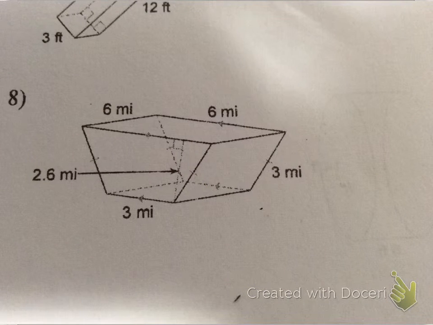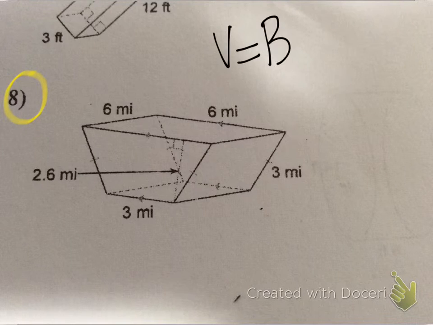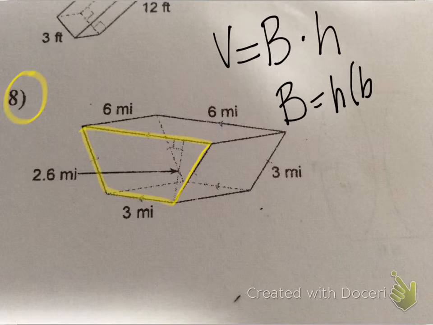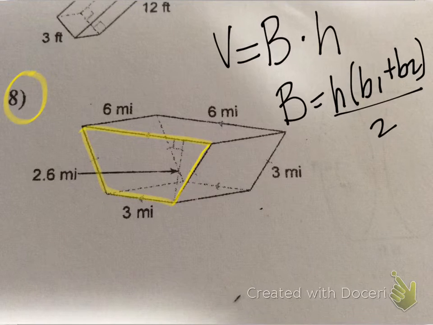Okay, so this will be our last one. We're working on number 8, and it's a trapezoid. So volume is area of the base times the height. Now the base on this one is this trapezoid here in the front. Okay, so if you don't remember, the formula for area of a trapezoid is the height times our two bases, base 1 plus base 2, and then we divide everything by 2. So looking over here on my trapezoid, these are the two bases, which is 6. This is another base, 3. And then the height connects those two blue bases, so that would be the 2.6.